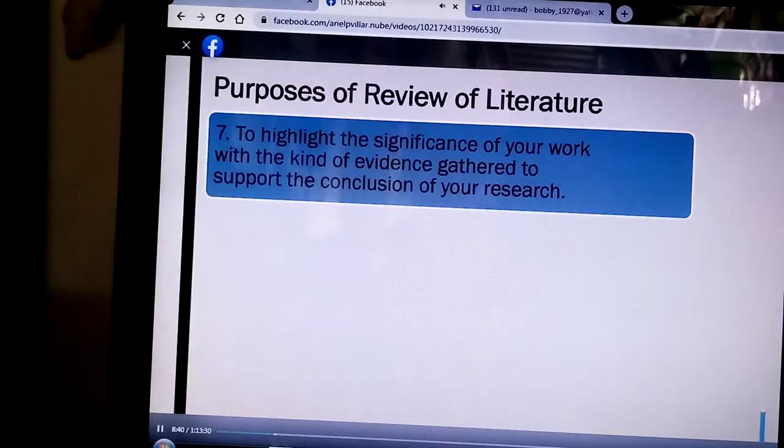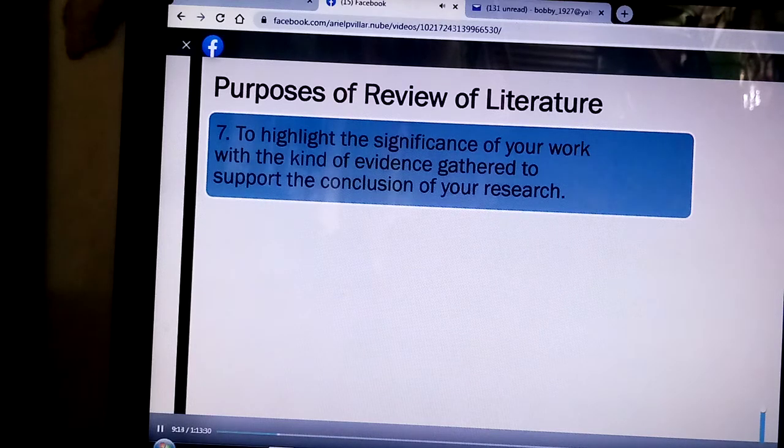Okay, to continue, number 7, to highlight the significance of your work with the kind of evidence gathered to support the conclusion of your research. As basically, in your chapter 3, based on the data that you have, a part of the explanation is that hahanguin nyo uli yung mga sinabi nyo sa inyong review of related literature and related studies, and you are going to corroborate that with the data, whether the data actually is supportive or contradicting already with your RRL or RRS.